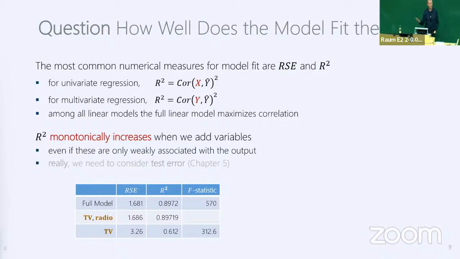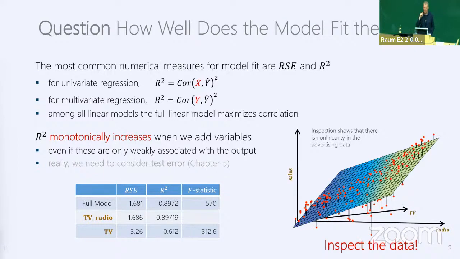R² monotonically increases, if you want to put it mathematically. Whenever we add variables, no matter how weakly they are linked, it goes up. We will see some examples of what happens with that a bit later. So just measuring R² or RSS, or even the significances of coefficients, we need to be very careful. We really should be considering the test error. But like I said, we're not going to do this until a little bit from now.